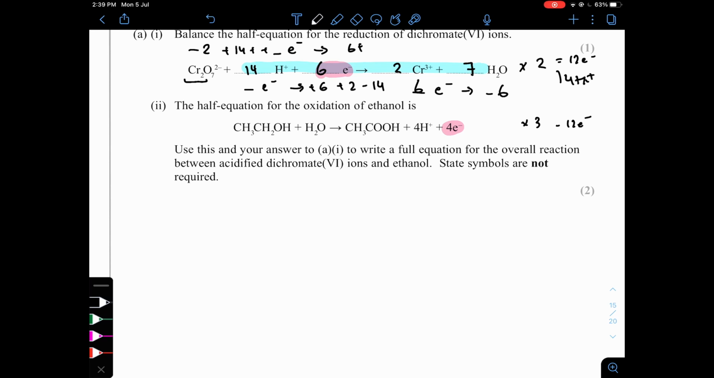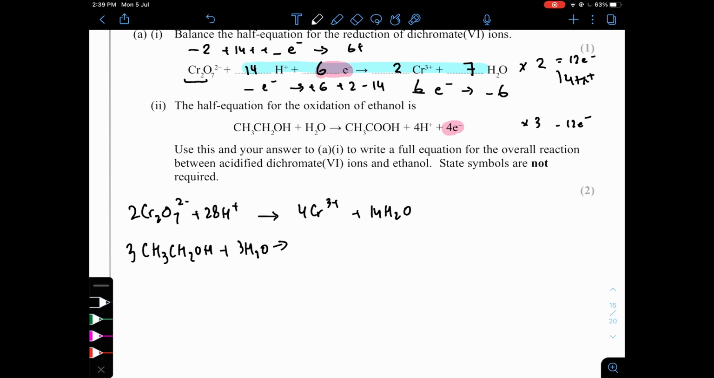So let's do that. That would be times by 2. So that would be 2Cr2O7 2 minus, and we have plus 28 H pluses. So the electrons are cancelling out. So this plus, we have 4Cr3 pluses plus 14 H2O. And we add that to our times 3. So 3CH3CH2OH plus 3H2O goes to what? Goes to what?